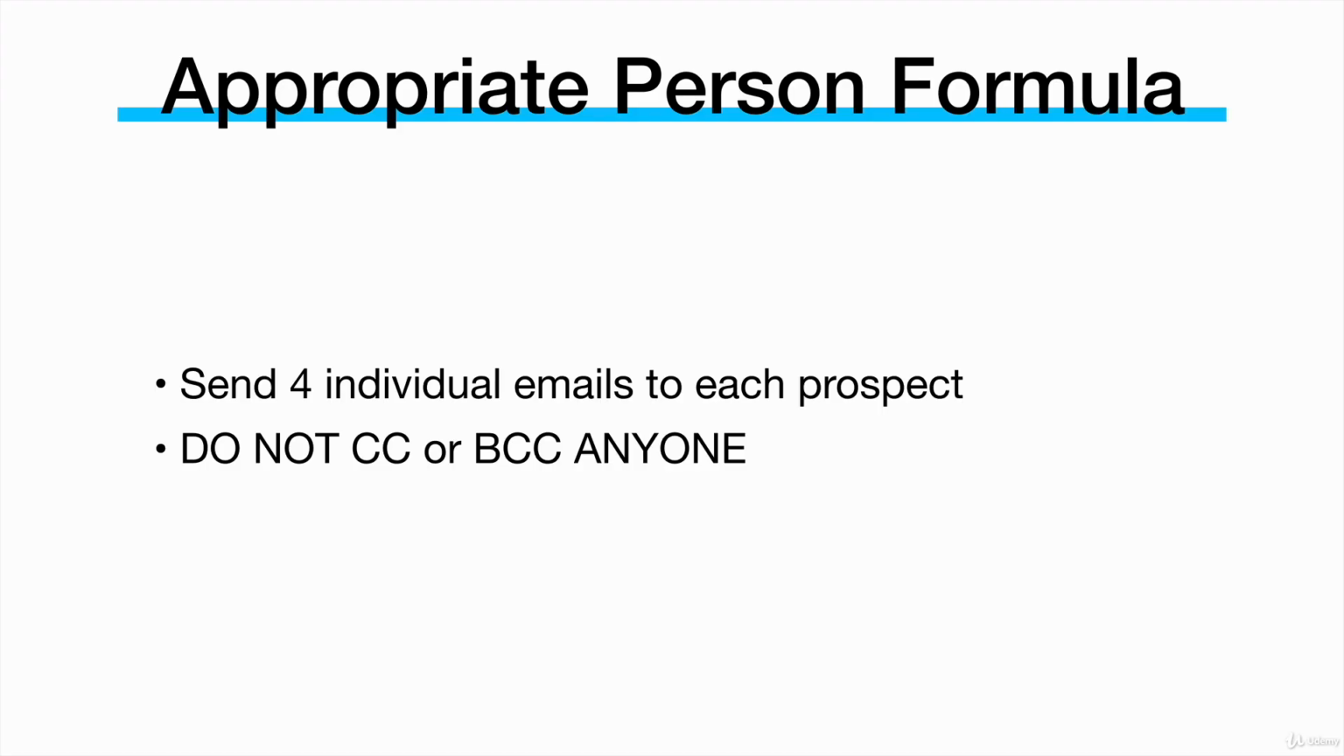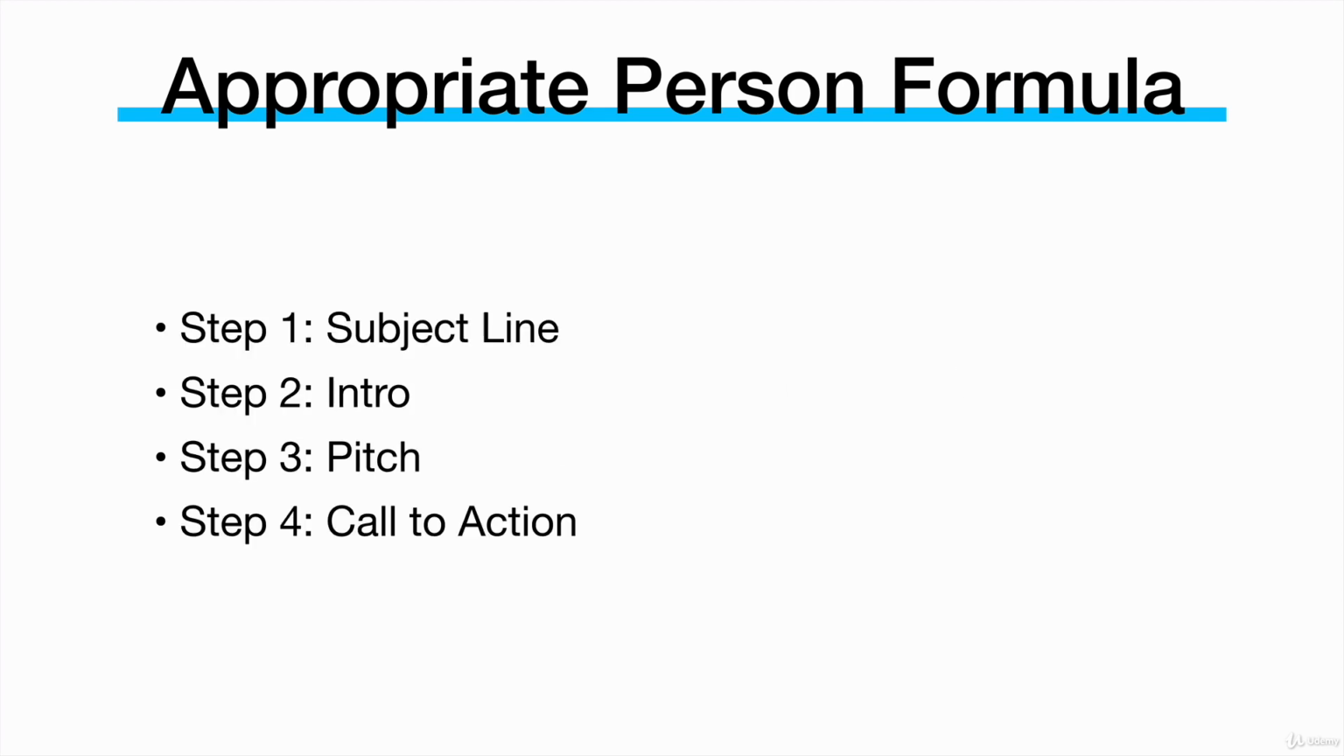When you're sending the 4 individual emails to each prospect, you do not want to CC or BCC anybody at all. So you're sending an individual email to each of these 4 different people without connecting the emails at all. And in that email, it's broken down into 4 different steps. Step 1 is the subject line. Step 2 is your introduction. Step 3 is going to be your pitch. And step 4 is your call to action.